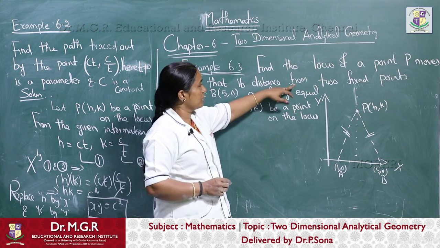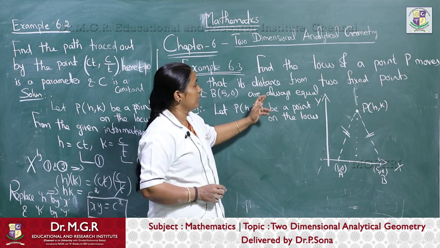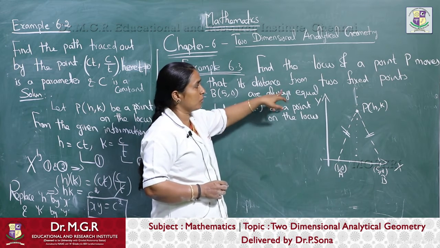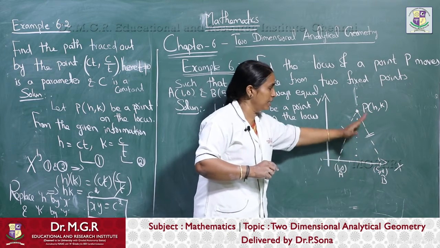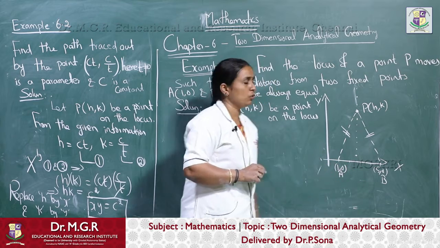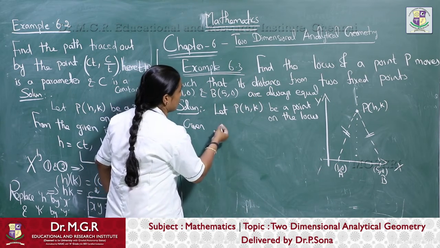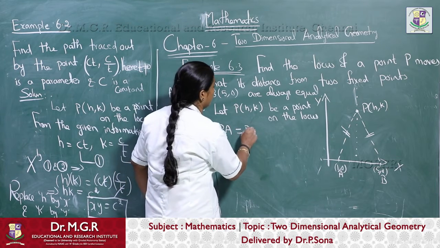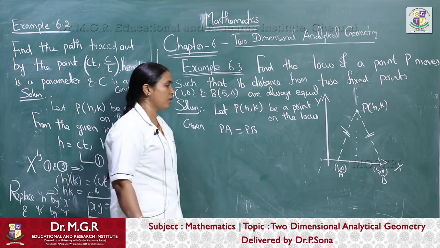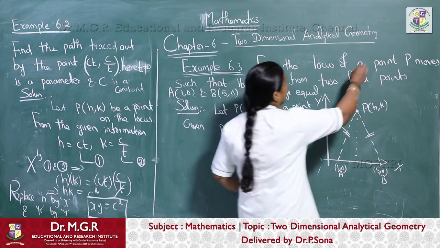Why? Because we are finding the locus of the point in such a way that it should be equidistant from these two points. So definitely the distance PA is equal to the distance PB, as given in the question. So what is the distance formula? How will you find the distance between two points?